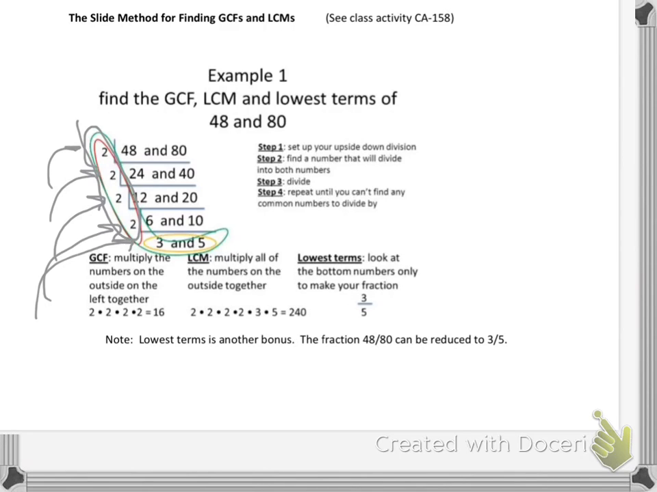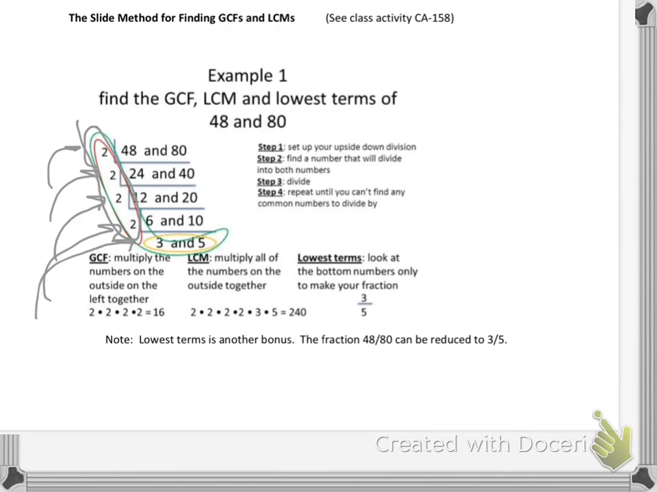So that is the largest number that goes into both 48 and 80 evenly. So 16 is your greatest common factor. Then look at the horizontal side. We are left with 3 and 5. So what is 3 and 5? How is that helping us?